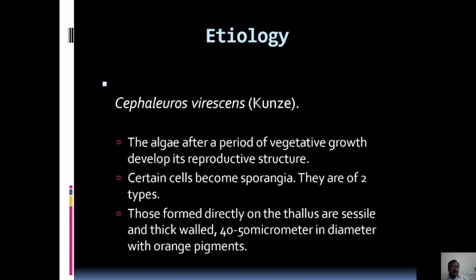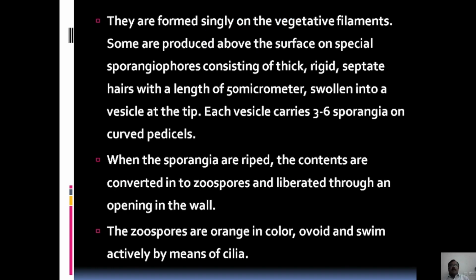There are two types, fertile and sterile. Those which bear the sporangia are the fertile sporangiophores, and those without sporangia are the sterile ones. They are formed on the vegetative filaments of the pathogen and produced just above the surface. The special sporangiophores consist of thick, rigid septate hairs swollen at the tip as a vesicle, and this vesicle carries 3 to 6 sporangia on curved pedicels.